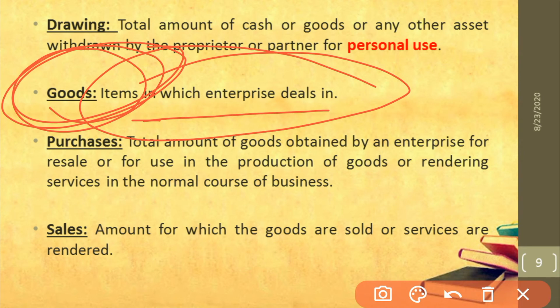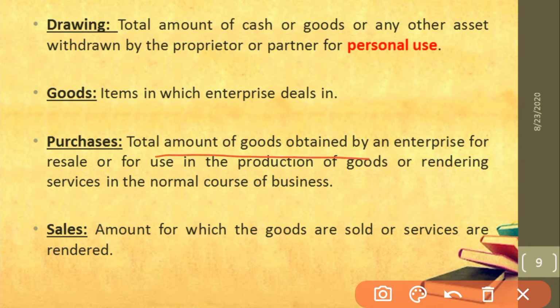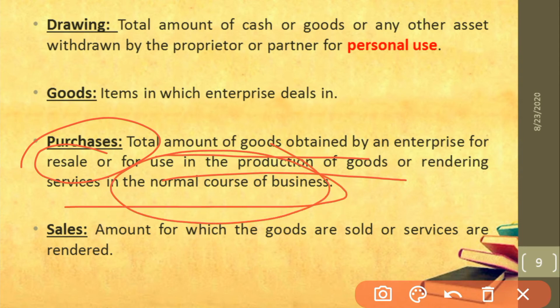Similarly, purchases. Purchases are the total amount of goods obtained by the enterprise for resale or for use in the production of goods or rendering of services in the normal course of business. Anything that is being procured or sold in the normal course of business. Say I am dealing in pens and I procure some raw material. That raw material pertaining to the pens, in which I am dealing, will be called my purchases. The raw material pertaining to that will be known as my purchases only.